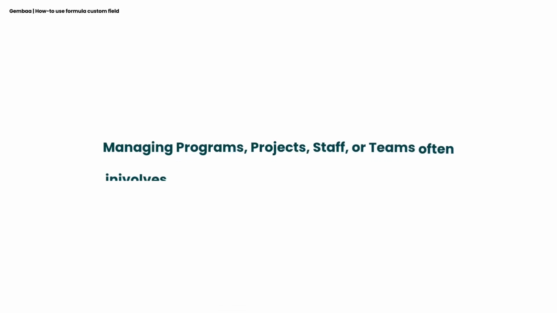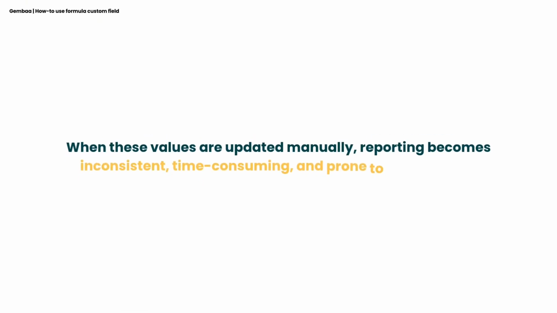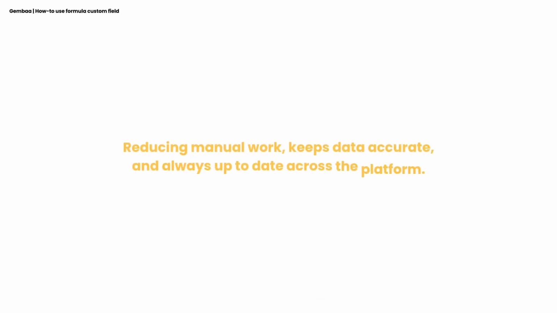Managing programs, projects, staff, or teams often involves tracking metrics that constantly change, such as project health, utilization, budget consumption, staffing status, forecasts, and more. When these values are updated manually, reporting quickly becomes inconsistent, time-consuming, and prone to human error, and that's where formula fields come in. Formula is a custom field type in Gembaa that automates the calculations and displays values based on the logic you define. Instead of manually updating, Gembaa automates it for you in real time.